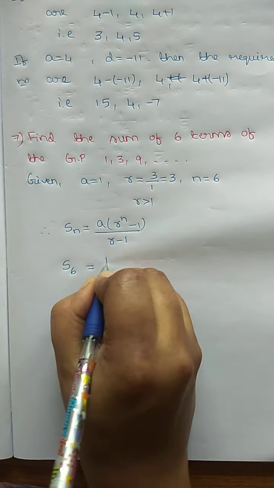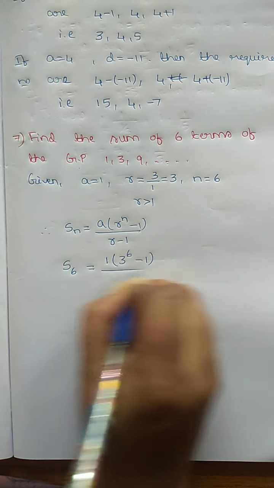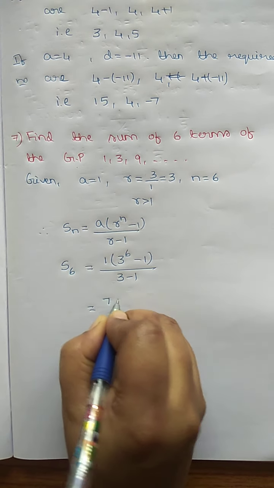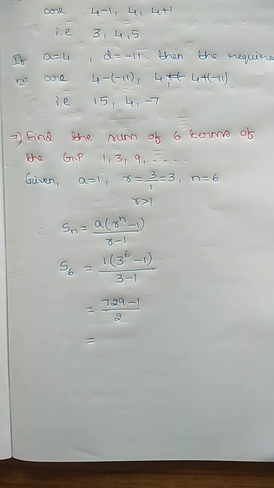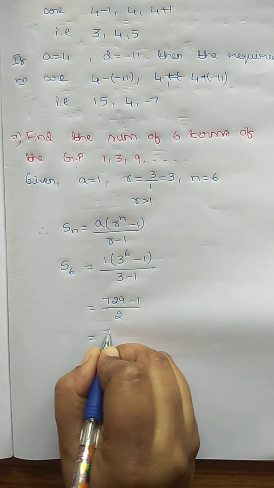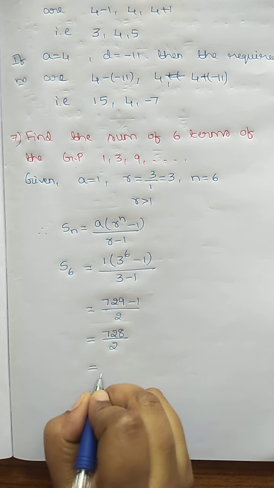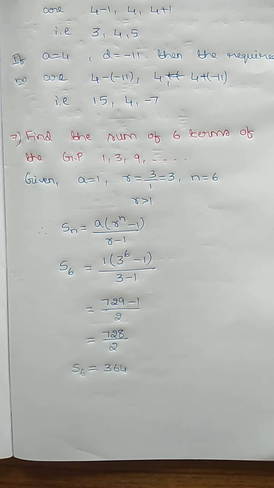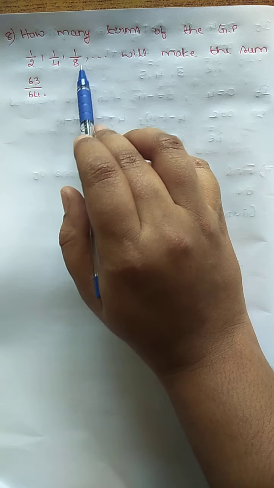n equals 6. S6 equals 1 into r power n, 3 power 6 minus 1, divided by 3 minus 1. 3 power 6, that is 729, minus 1, by 3 minus 1 is 2. 729 minus 1 is 728 divided by 2. 728 by 2 is 364. Therefore, the sum of 6 terms is 364.